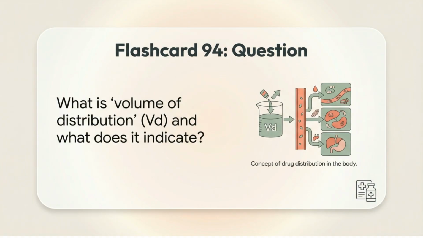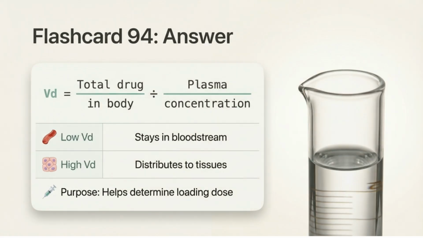Flashcard 94 question, what is volume of distribution, VD, and what does it indicate? Volume of distribution, or VD, is calculated by dividing the total drug in the body by the plasma concentration. Low VD means the drug stays in the bloodstream. High VD means the drug distributes to tissues. It helps determine the loading dose.